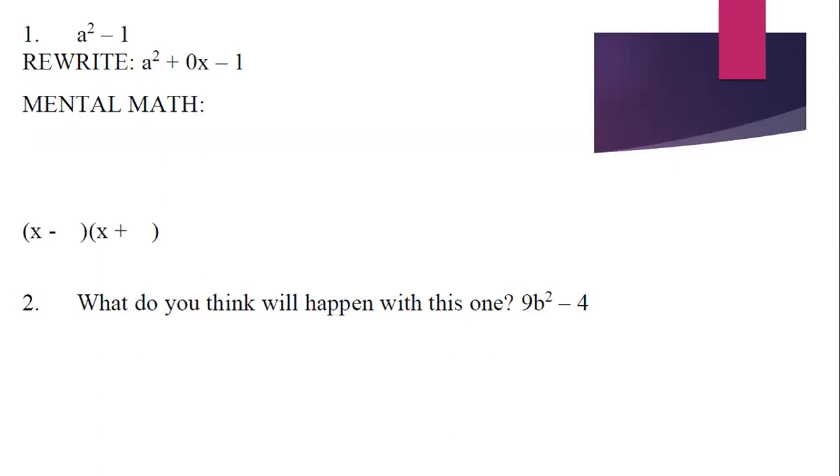We have a squared minus 1. If we have a squared minus 1, that means we're missing our b term. Agreed? Do we see that there's no b term? So our b term would just be 0x. Does that make sense? If there's nothing there, then for addition, it's 0.